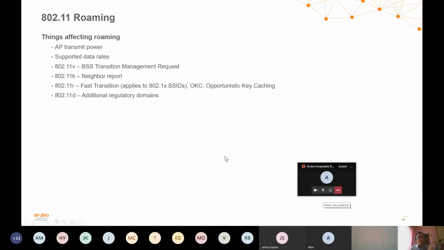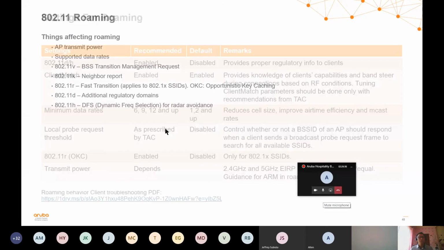Okay. 11d, additional regulatory domain. This also impacts roaming, because it allows the AP to advertise the regulatory domain and therefore allow the clients to know which channels are in use, and makes it more optimized for the clients to know, okay, I don't want to scan certain channels, I just bother with this set of channels. And 11h, likewise, DFS, for radar avoidance, same thing. It allows the client to understand what channels can be avoided, so it doesn't bother scanning those channels.